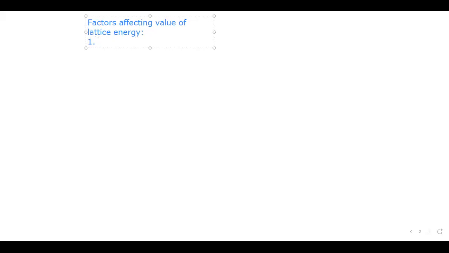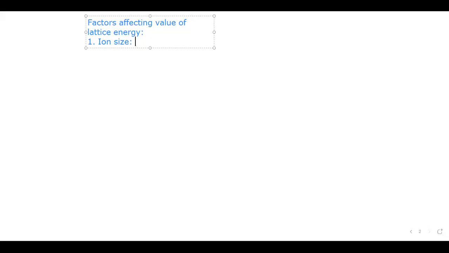So the first thing is ion size. The size of the ion is super important. How is the size of the ion important? The rules are different for the negative ion and for the positive ion. For the positive ion, the lattice energy gets less exothermic as the size of the cation increases. What do I mean by that?